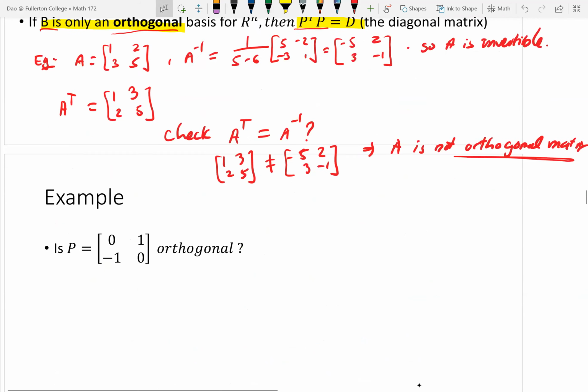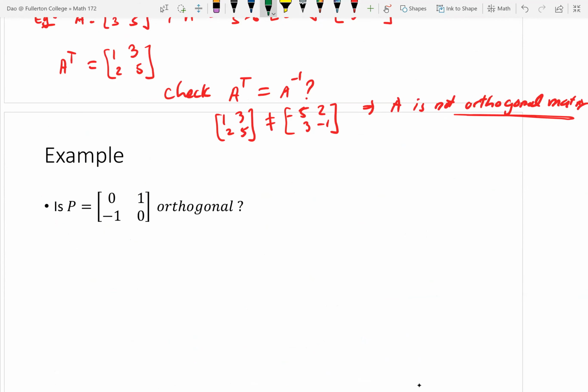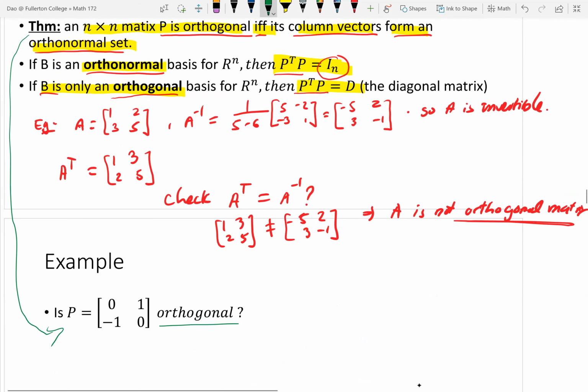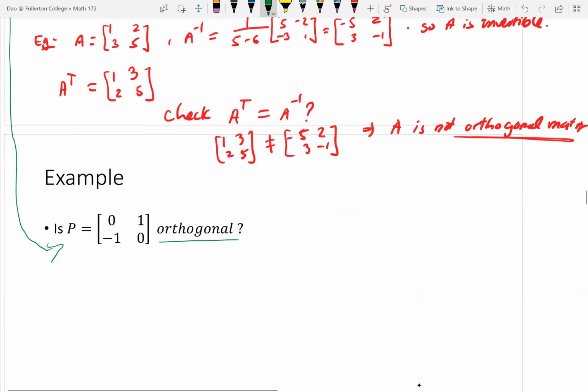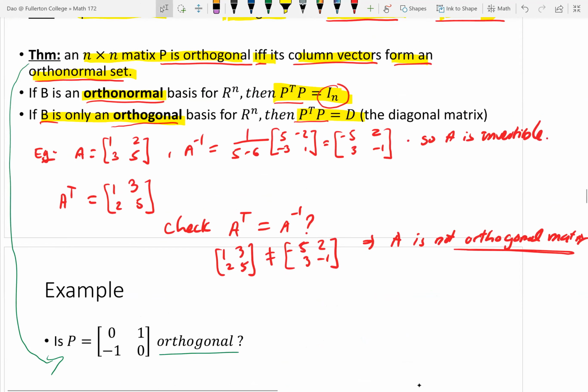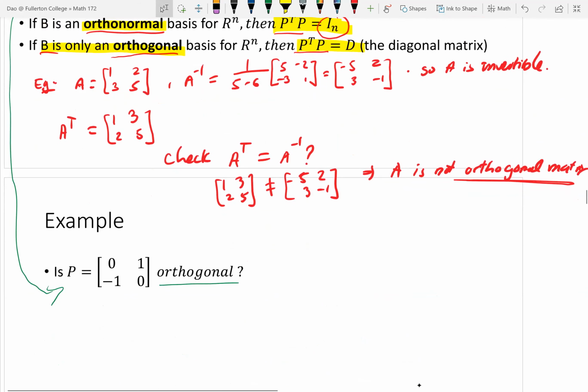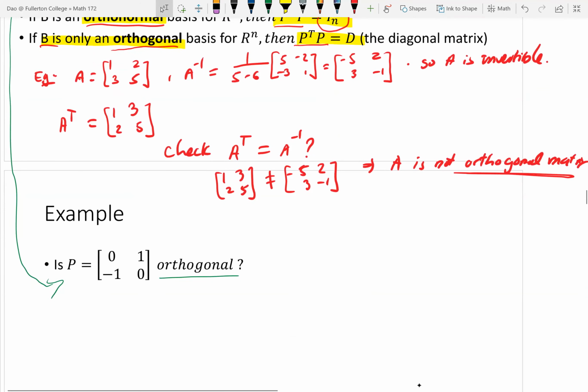All right, so here's the example. Is this matrix orthogonal? We're going to use this theorem right here. Column vectors form an orthogonal set, or you can say, if P transpose times P equals the identity matrix, then it's orthogonal. So that's what it is. All right, so let's see.